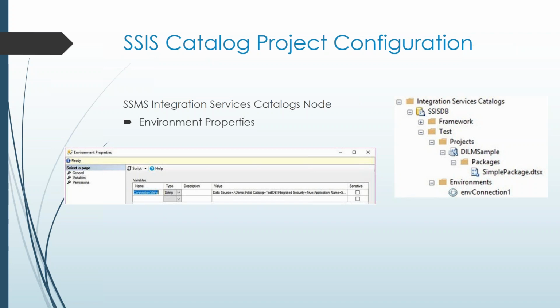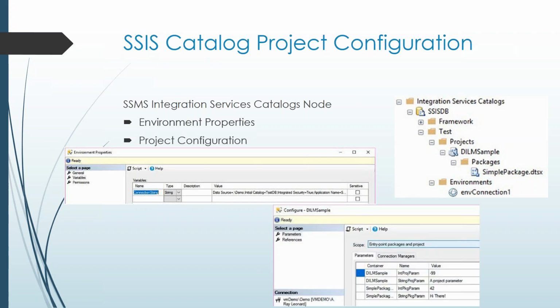The variables have a data type, optional description. They can be sensitive or not sensitive, and they have a value. They have to have a name, a data type, and a value. That's just part of it. And you can use the configuration options for either a project or a package, although it's kind of hard to see when you're configuring a package.